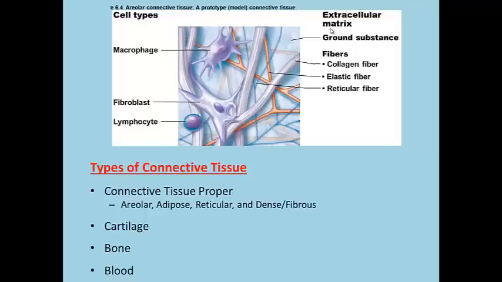When we talk about connective tissue, there are several different subtypes, as I mentioned. Connective tissue proper includes areolar, adipose, reticular, and denser fibrous connective tissue. We also include cartilage, bone, and blood as subtypes of connective tissue.